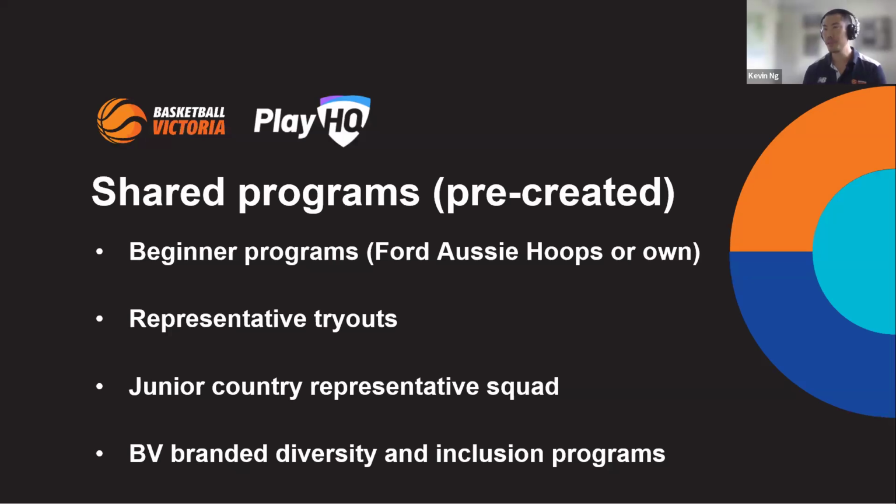The types of programs that are shared are all beginner programs, whether it be Ford Aussie Hoops or your own branded beginner programs, representative tryouts, junior country representative squads, and BV branded diversity and inclusion programs such as Be All In and Walking Basketball.